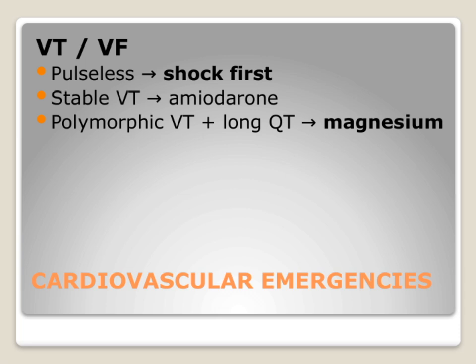Now, when dealing with polymorphic ventricular tachycardia, especially in the context of a long QT interval, magnesium becomes our treatment of choice. Magnesium helps to correct the abnormal electrical activity and prevent torsades de pointes, which is a dangerous form of polymorphic VT. Throughout these scenarios, the key takeaway is that prompt assessment and targeted treatment are crucial. Recognizing the type of arrhythmia and the patient's stability guides us to the most effective intervention, which ultimately can be life-saving. This fits into the larger picture of cardiovascular emergencies, where quick, precise action makes all the difference.